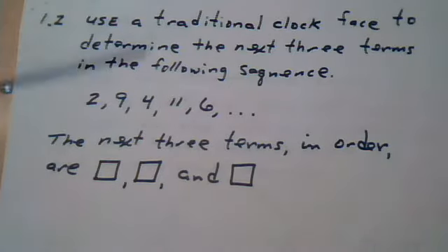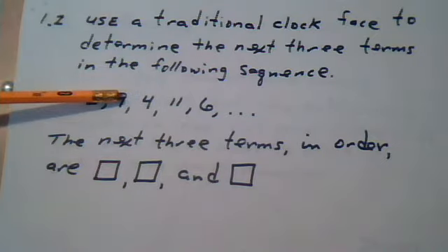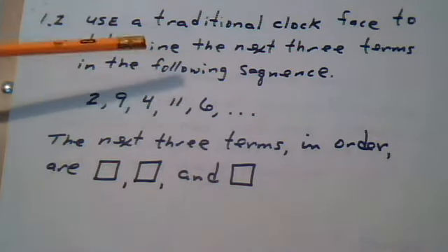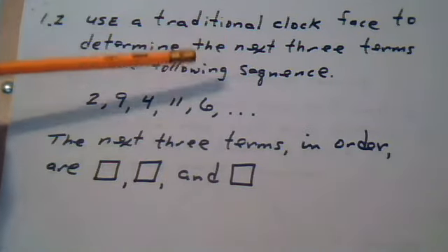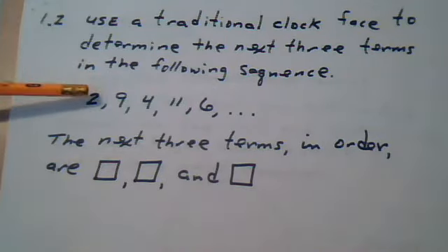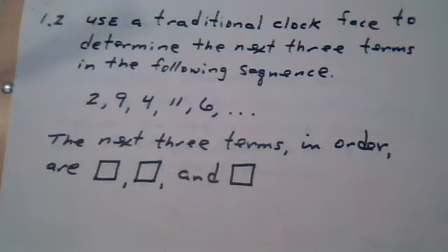So what you do is you get yourself on the 2 o'clock mark. How does a 2 o'clock become a 9 o'clock? How does a 9 o'clock become a 4 o'clock? How does a 4 o'clock become 11 o'clock? How does 11 o'clock become a 6 o'clock? If we know how these numbers were produced, well, we just apply that same pattern to the next three terms.